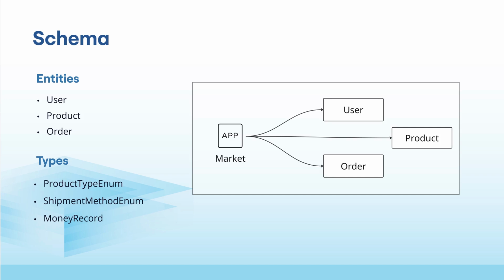Entities are defined by models, classes, and interfaces, specifying their fields and types. For our example, we define the following entities: user, product, order, and the following data types. Product type enum defines product types. Shipment method enum defines shipping methods. Money record stores amount and currency information.